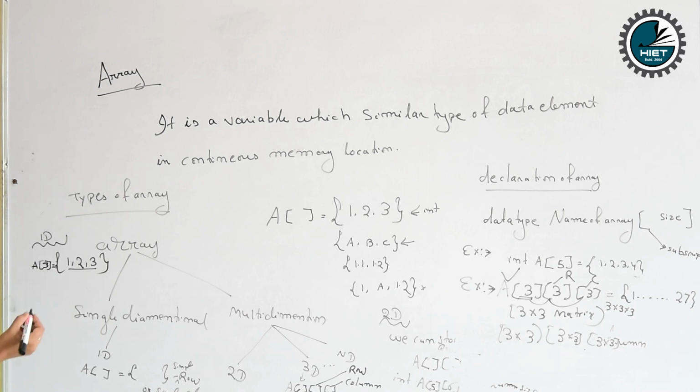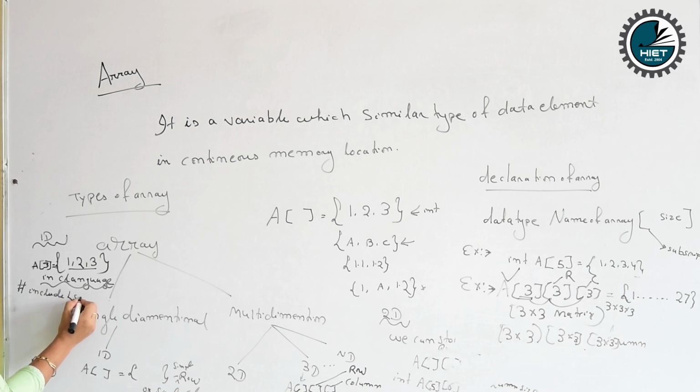For that we can write the programs in C. In C language we can write the programs for one-dimensional array. Then we can write here the first header file, #include <stdio.h>. We know that this is a pre-processor directive which helps to link our standard input output header files. Then we can write here the void main function.